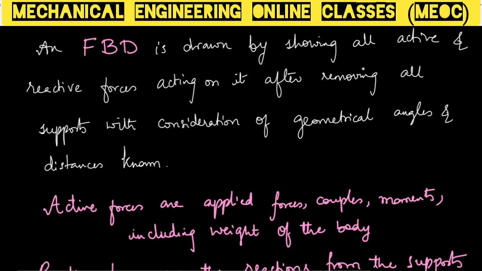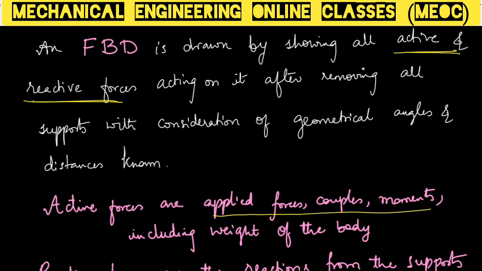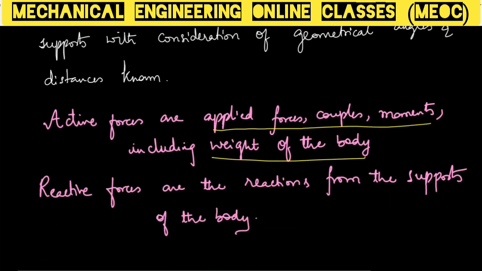So here is what it is. FBD will show all the active and reactive forces. Active forces means all the external forces that are acting on the object, all the applied forces, couples, moments, everything, including the weight of the object, because the weight of the object is a pull on the object. And the reactive forces are the reactions from the supports. We are replacing the supports by their reactive forces.